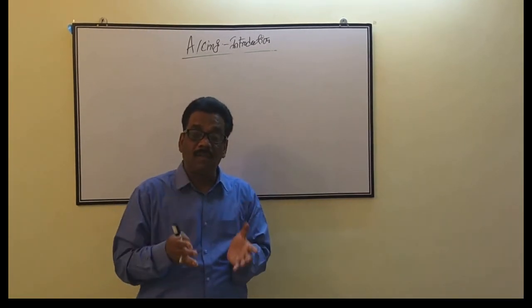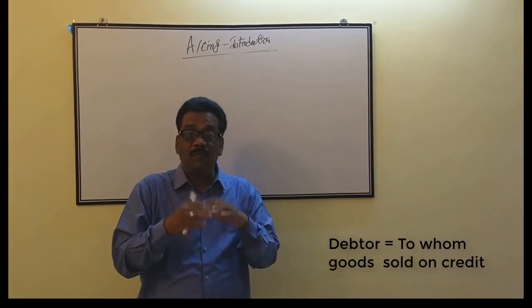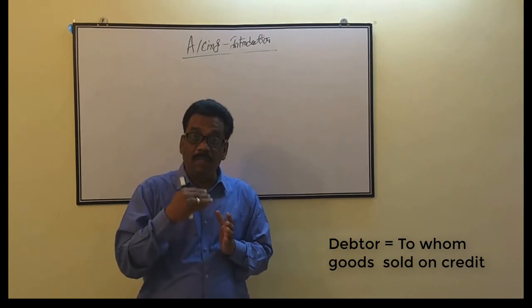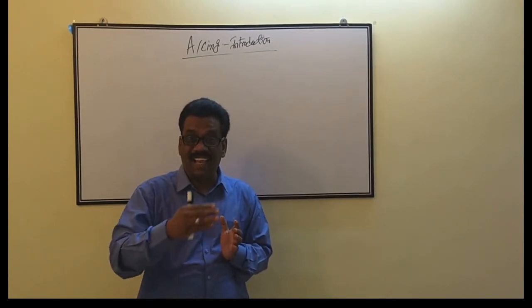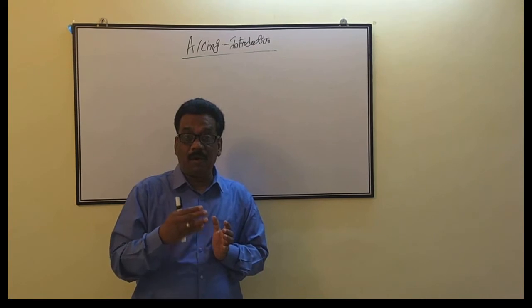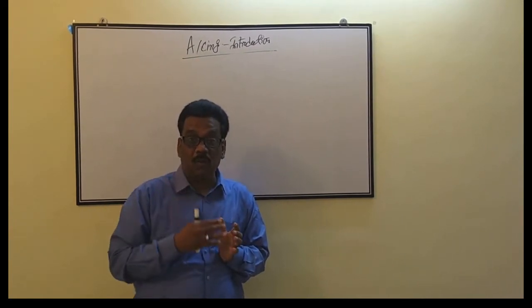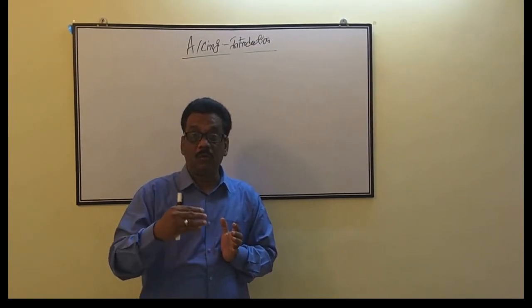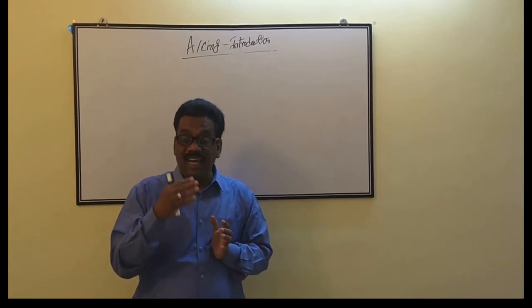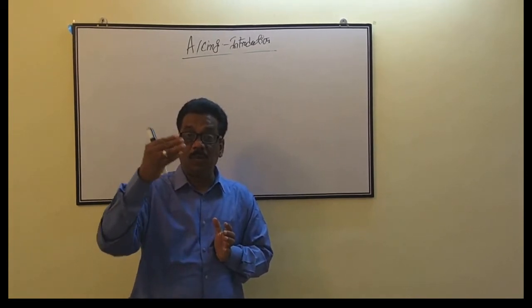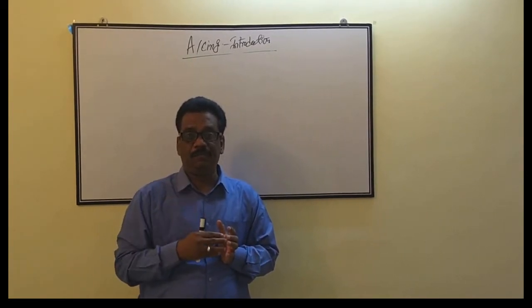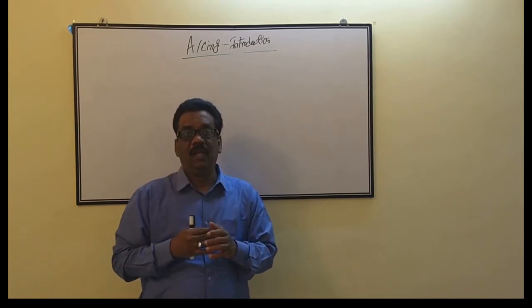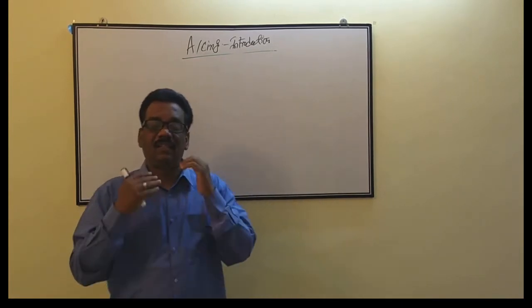Whereas what we call a debtor. Debtor is a person who purchased the goods from the business, from the business point of view. The debtor is a person to whom the goods are sold. The debtor indicates the amount receivable from that particular person. It is an asset.